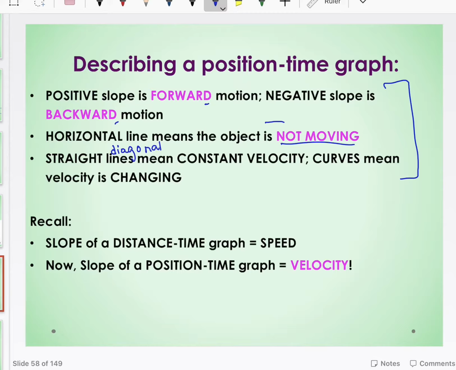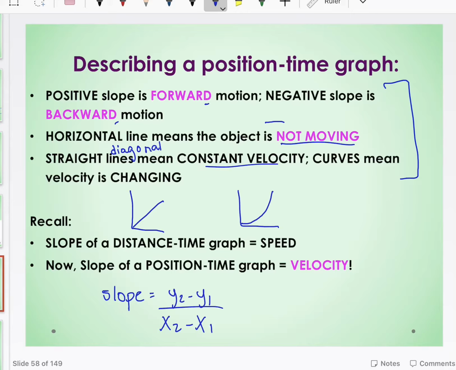A straight diagonal line, like that, indicates constant velocity, and a curve would mean that velocity is changing, or acceleration. And again, think about slope. If we think back to our slope formula, y2 minus y1 over x2 minus x1, in a distance time graph, y is distance, x is time, that equals speed. In a position time graph, y is displacement, x is time, which means my slope is velocity.